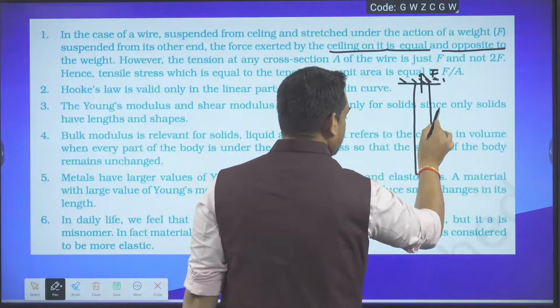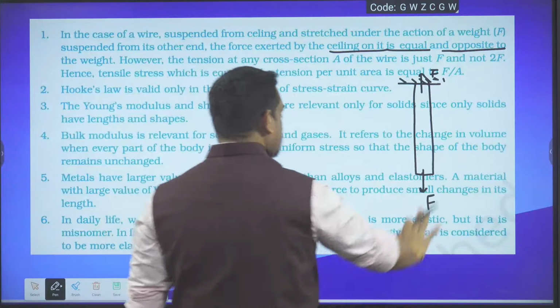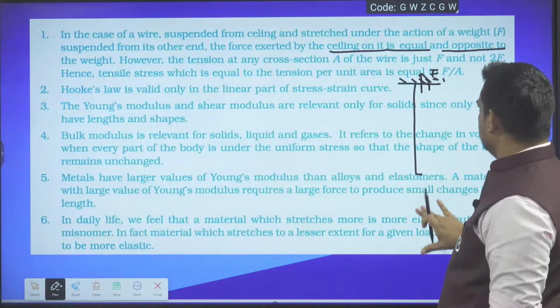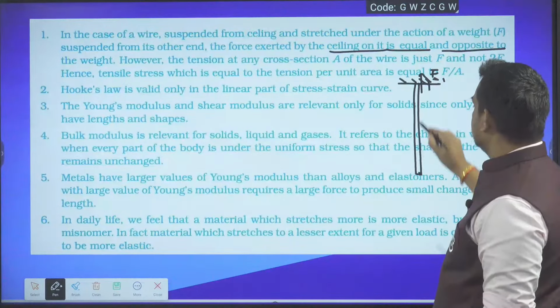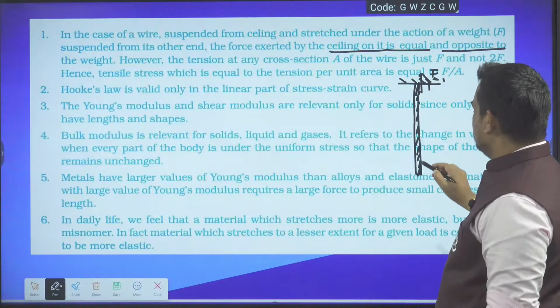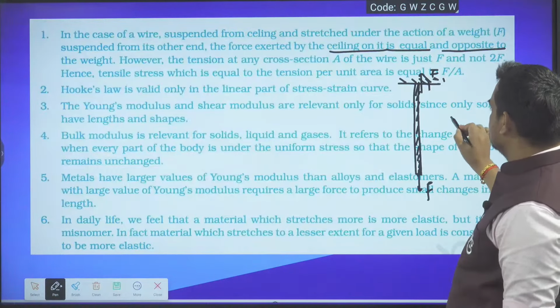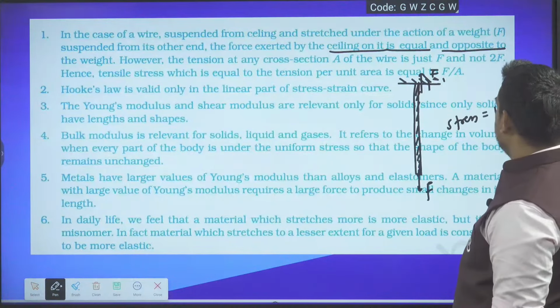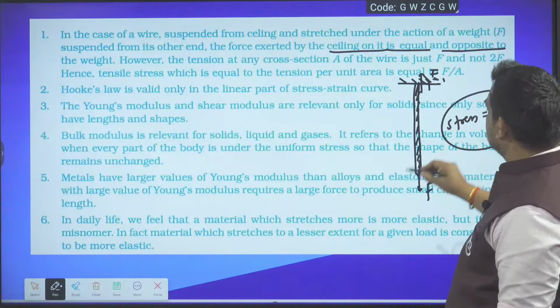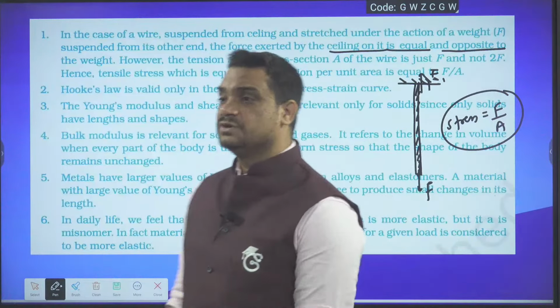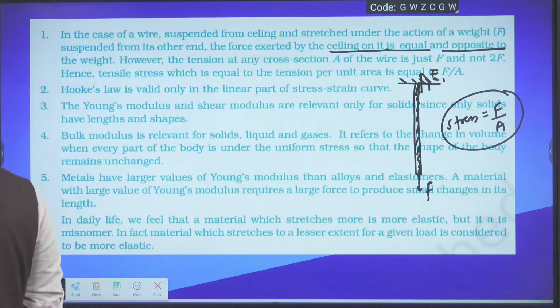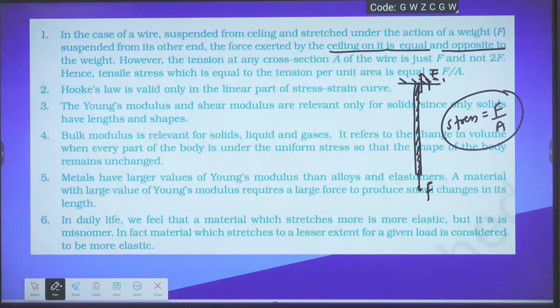So in this case, consider this as the wire. Wire means its own mass is not there. So we have F here, and F here also. In this case, stress will be simply F by A. A lot of people think that with F on this side and F on this side, the total force becomes 2F. But the total force is not 2F. It is F only. Clear? A lot of people keep making this mistake.